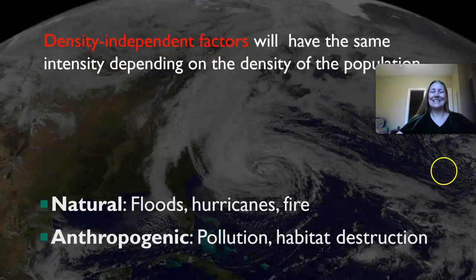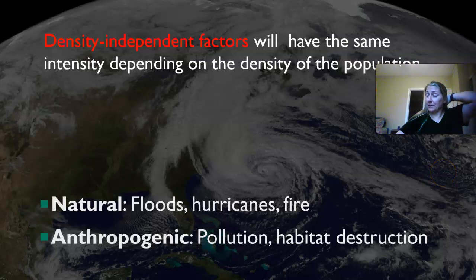Speaking of density independent factors, these are things that are going to have the same impact on a population, whether there's 10 individuals or 10,000 individuals. So density independent factors tend to be abiotic things like natural disasters, habitat destruction, and so on and so on.